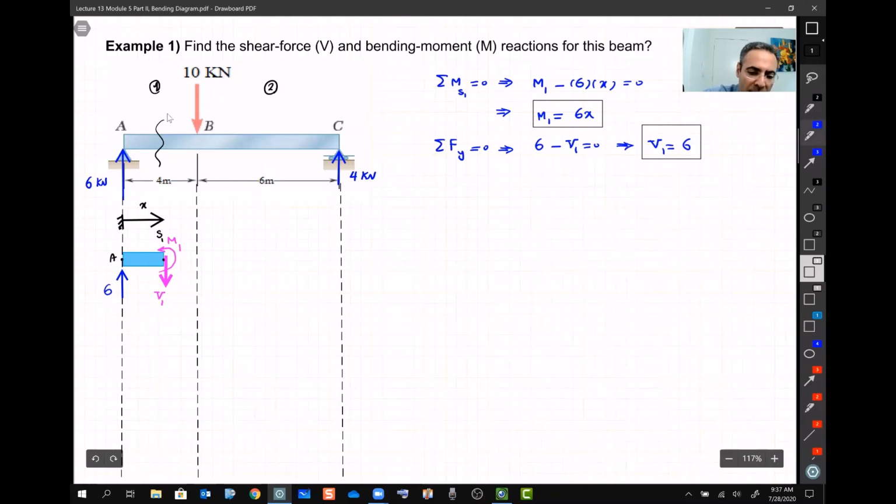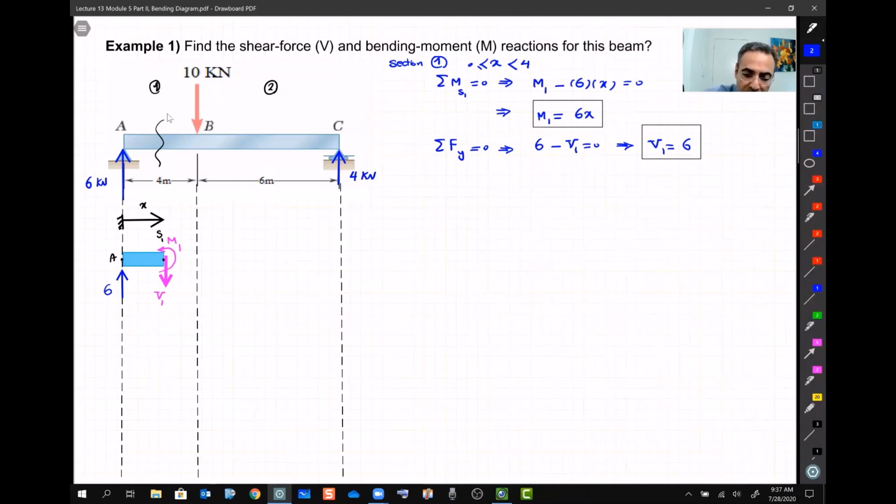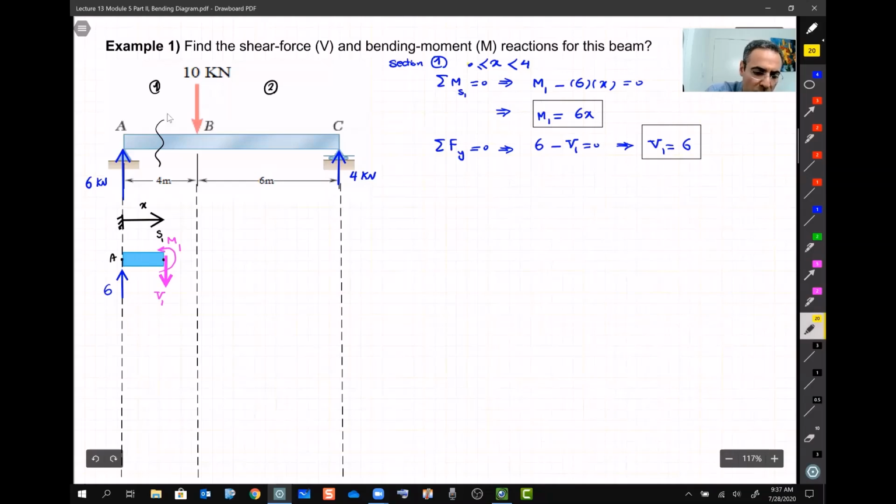So we'd better write at the beginning, section 1, which is valid for x bigger than 0 and less than 4 meters, right? It is important to write at the beginning, so later when somebody is reading your solution, they understand this equation belongs to which portion. All right? So very, very simple so far.